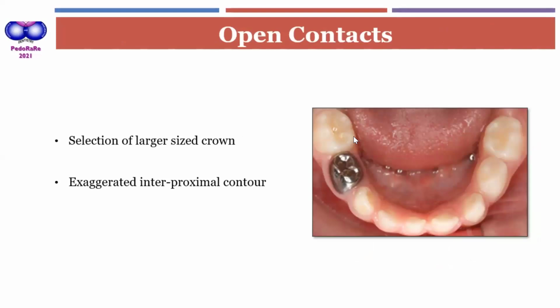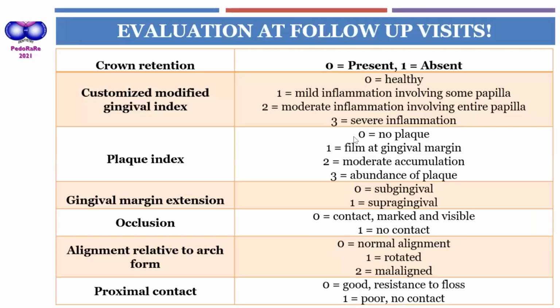Sometimes open contacts are there. Select a larger size crown. Very important: you take a larger size crown and give an exaggerated interproximal contour so that it fits well. Evaluation and follow-up. Now, as we give stainless steel crowns, we never tend to follow them up.